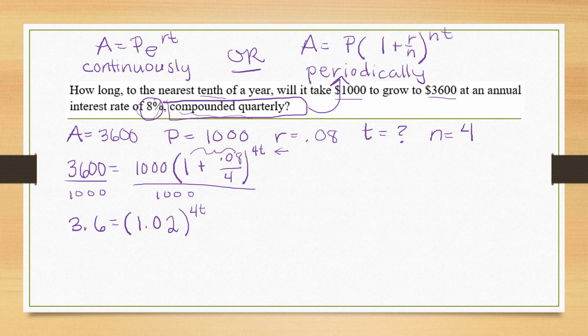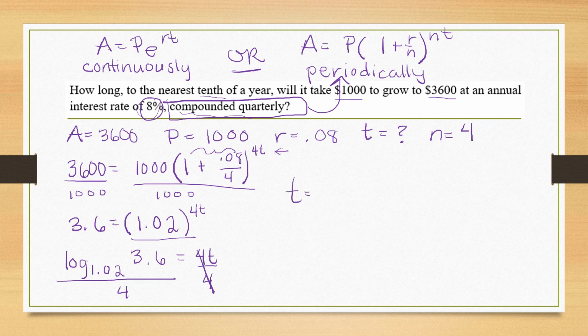So I'm going to write this as a logarithmic equation. So this is my base, 1.02. So I'm going to go log of base 1.02, and then the argument will be 3.6. And that's going to equal 4t. So I'm going to divide each side of the equation by 4 to get t all by itself.